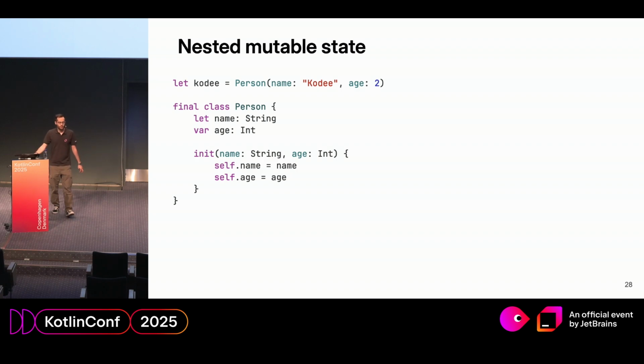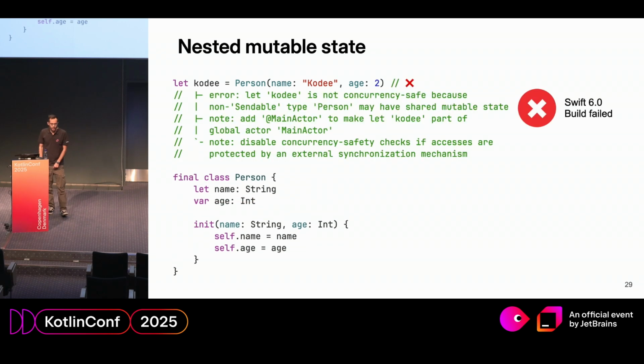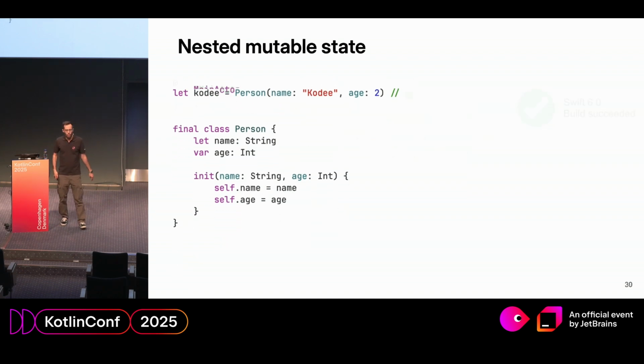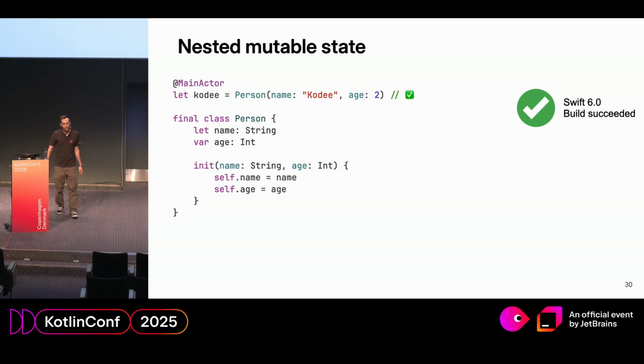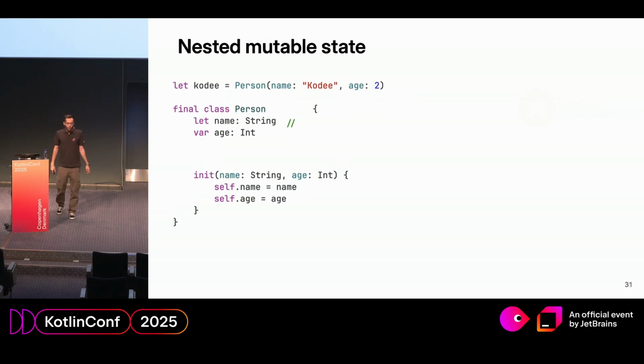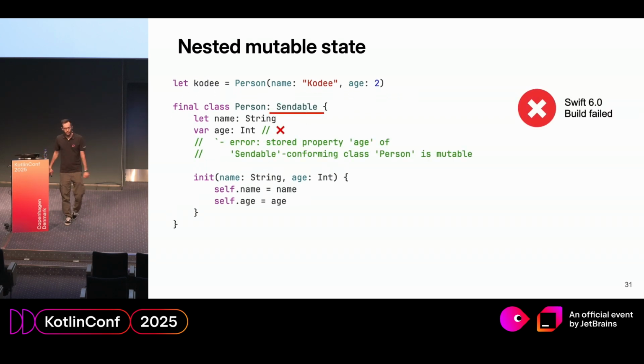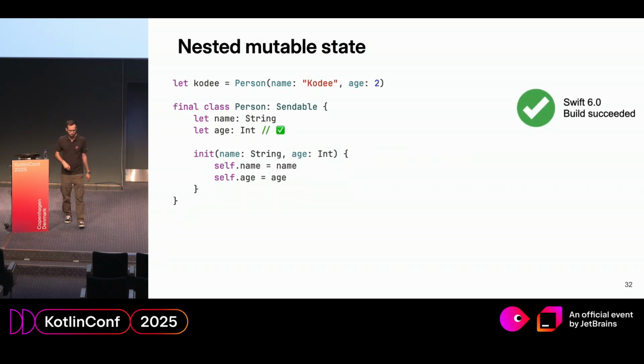Let's try to keep breaking Swift. Here we have an immutable global variable, but inside of it we have a nested mutable state, and it's red code. And we have two ways to fix it. We can either use the @MainActor annotation as previously, or we could inherit from the Sendable interface, or if we were to speak Swift language, conform to the Sendable protocol, which will make sure that our class is thread safe, meaning that it's not allowed to have mutable state inside of it.